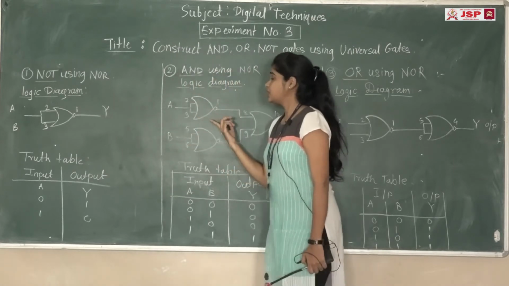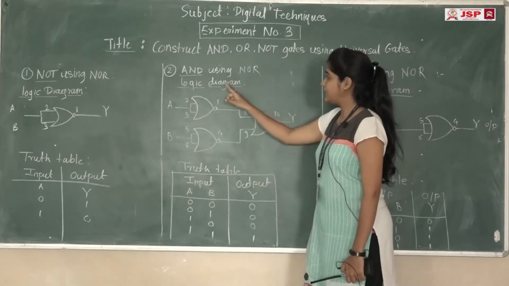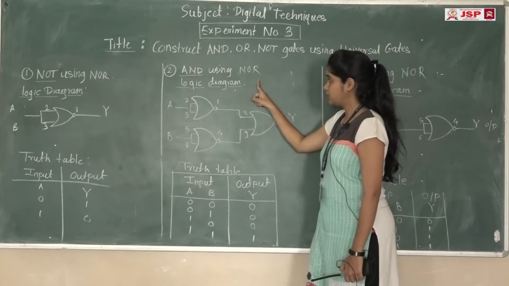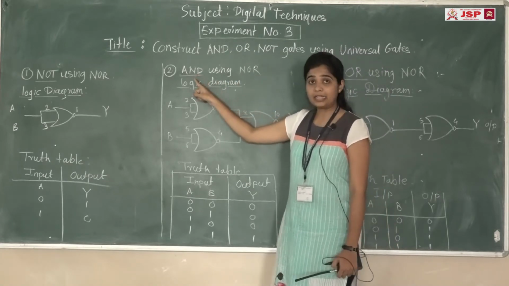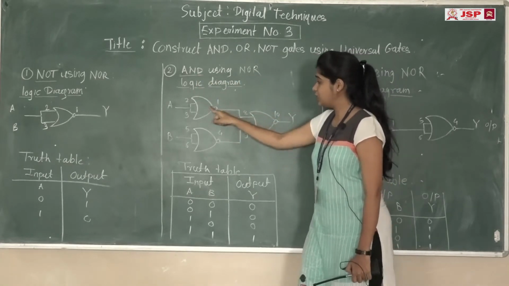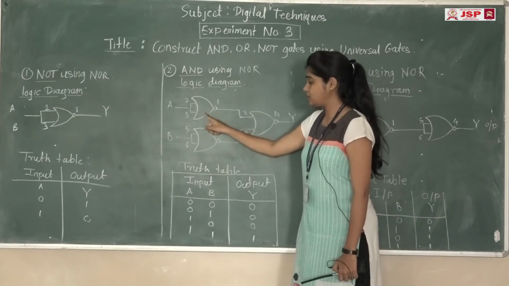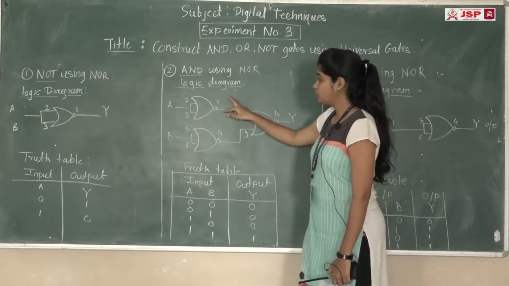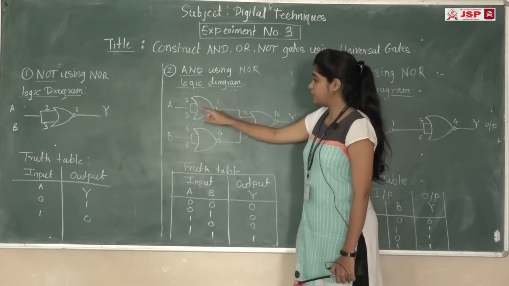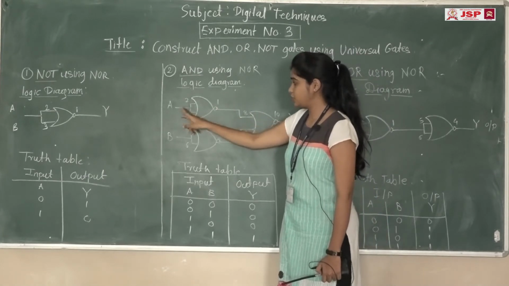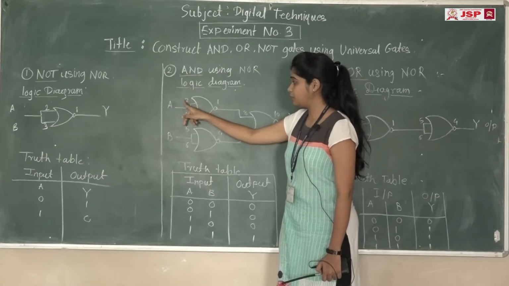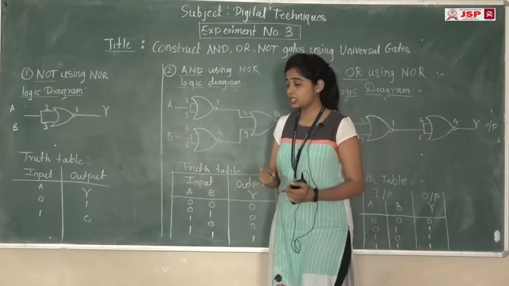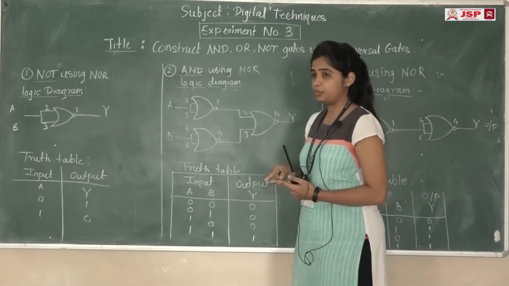Then our next gate is the AND gate using NOR gate. For the construction of an AND gate, we are using 3 NOR gates. Here we can see that we have used 3 NOR gates for this construction. Now for this, first for the first input we have connected pin number 2 and 3 simultaneously to the input side.